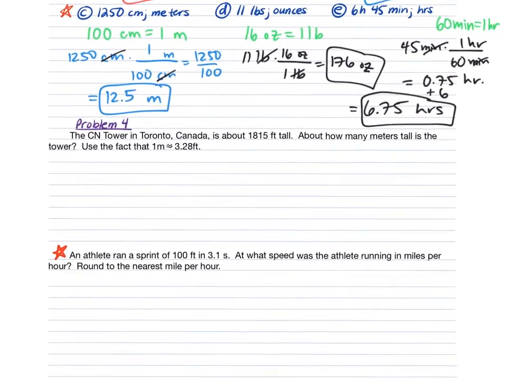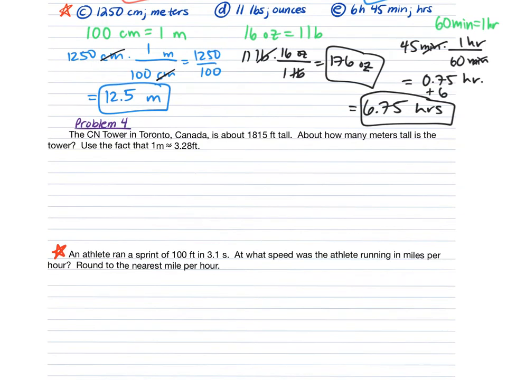Okay. The CN Tower in Toronto, Canada is about 1,815 feet tall. How many meters tall is the tower? And use the fact that 1 meter is 3.28 feet. So this is just the same thing we're doing, just in a word problem.